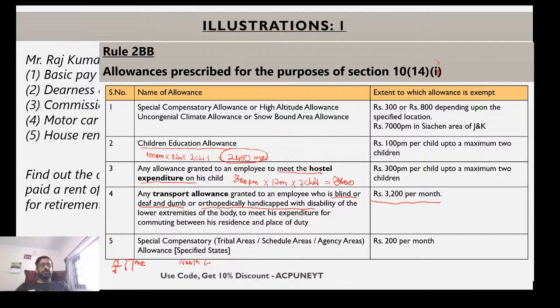So what is the northeast? Those areas are basically what we can call backward areas. These areas are scheduled areas where not many facilities are available. Tribal areas, where trains, metros and all these things are not available, where infrastructural facilities are not there. So here what is the government doing? For special compensatory areas, the government is providing 200 per month as allowance.